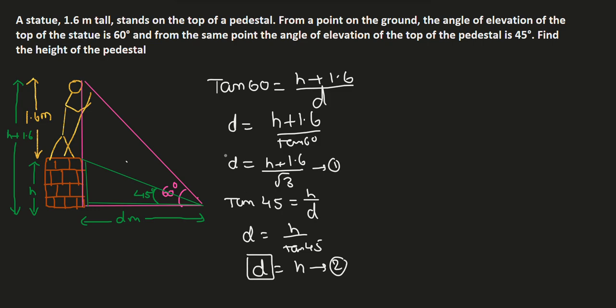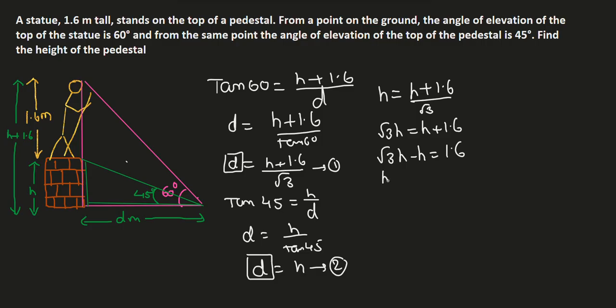The LHS are equal in the first and second equations. Same process, compare the RHS. h is equal to h plus 1.6 by root 3. Root 3 into h, root 3h is equal to h plus 1.6. Bring this h to the left side. Root 3h minus h is equal to 1.6.